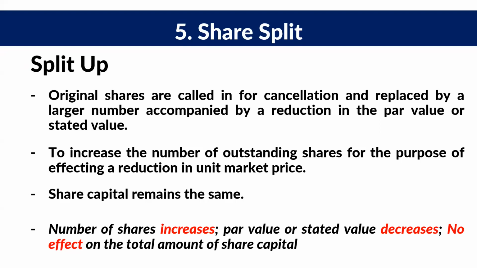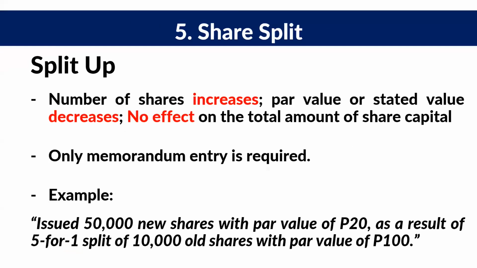So you now have more outstanding shares. Original shares are called in and replaced by a larger number, accompanied by a reduction in the par value. That is what it says here. Then the number of shares increases, par value or stated value decreases, and no effect in terms of the total amount of the share capital. So only a memorandum entry is required when you receive notice of a split up. In this example, you have issued 50,000 new shares at a par value of 20 as a result of a 5-for-1 split of 10,000 old shares at a par value of 100. Okay, so that is split up.